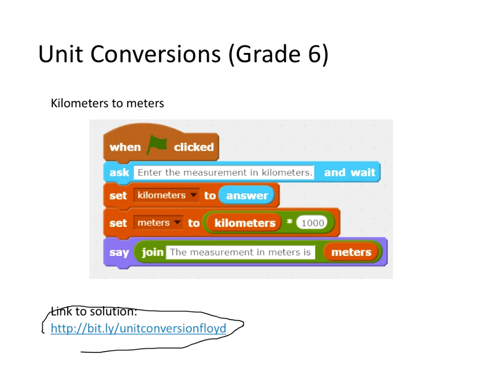You can see here when I click the green flag, it's going to ask the user, it says enter the measurement in kilometers. Then it says set kilometers to the user answer. Let's say they typed in 5. It will then take the kilometers that they typed in, 5, and multiply by 1,000. So 5 times 1,000 will then be the meters. So it says the measurement in meters is 5,000.